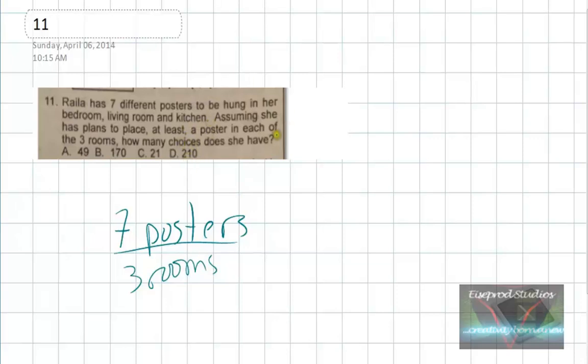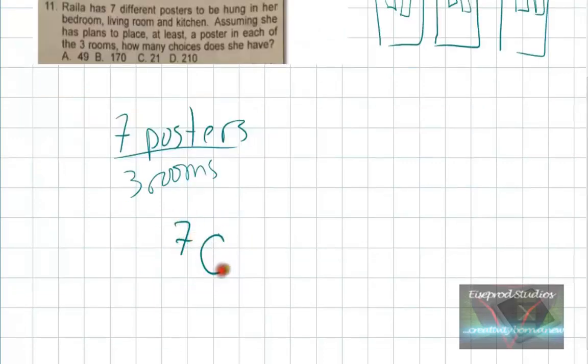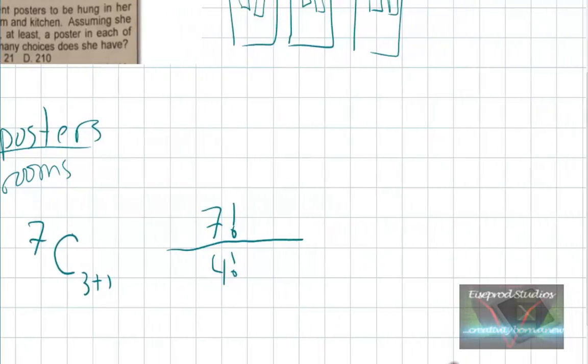But more than that, she can put more than 1 poster in the room. 7 choose 3 plus 1. Okay, so the way that you do that is you just do 7 factorial to account for different combinations of posters, over 3 plus 1, which is 4 factorial, to account for the different ways they can be arranged. You don't want to over account, so you have to divide by them.